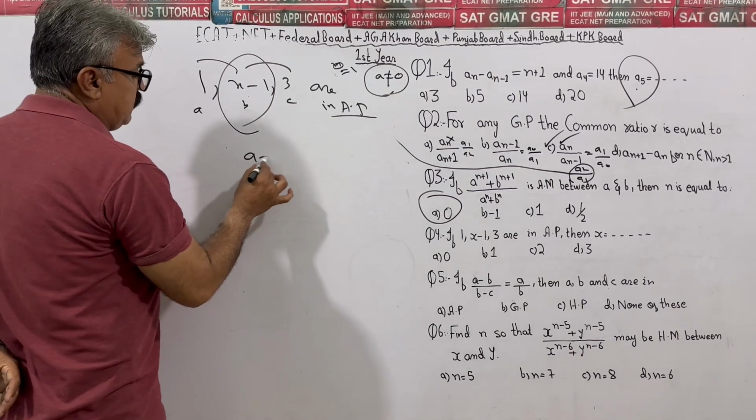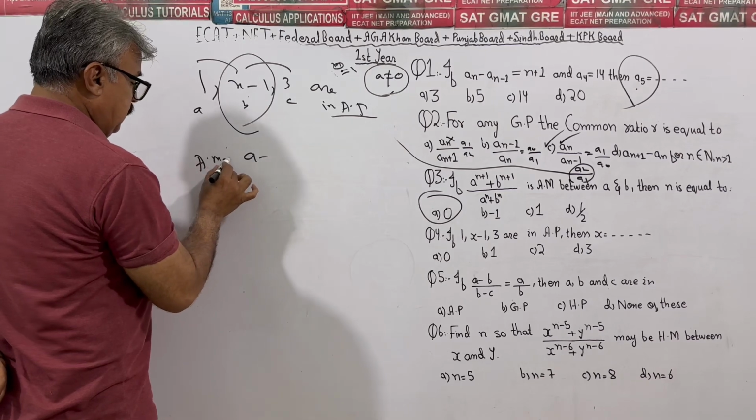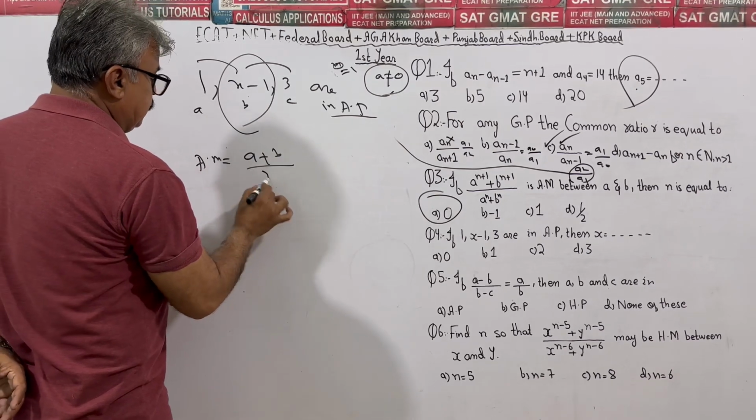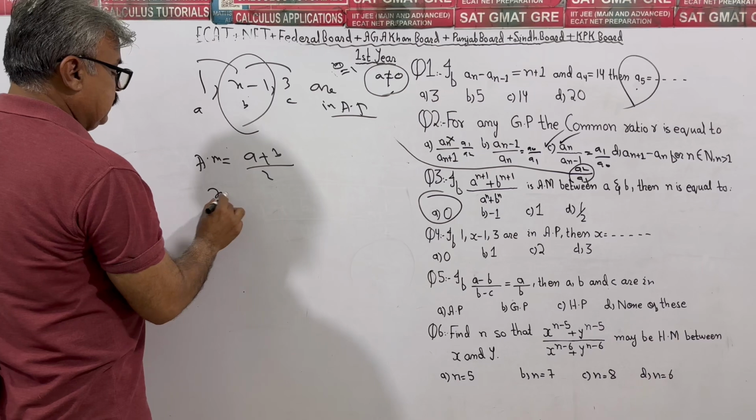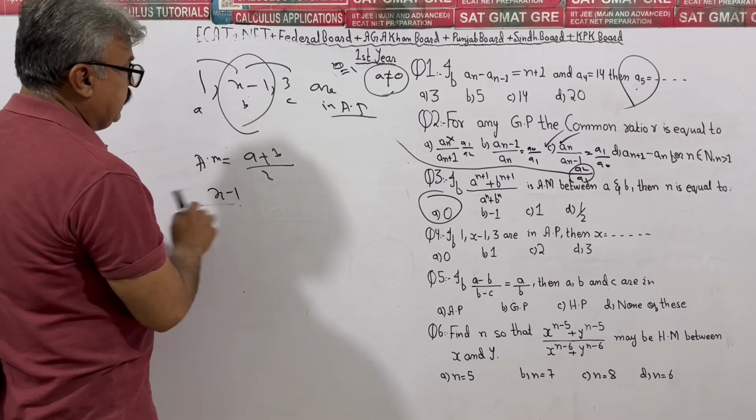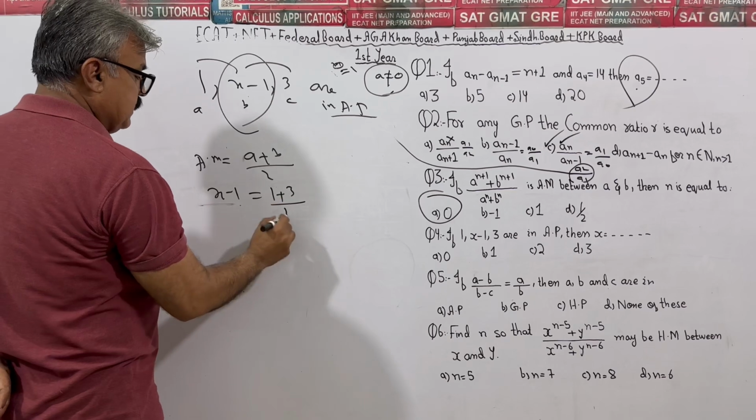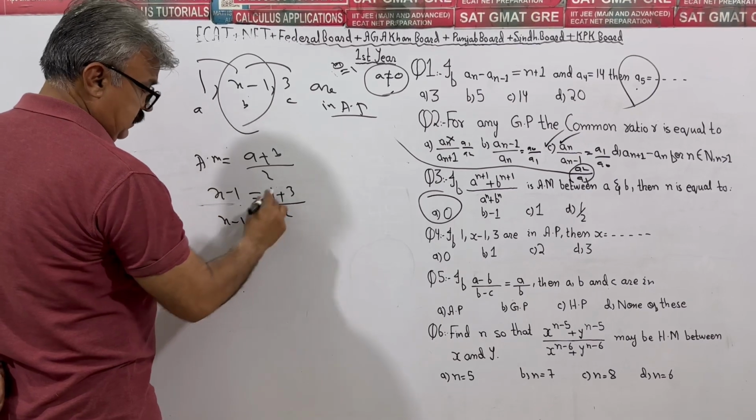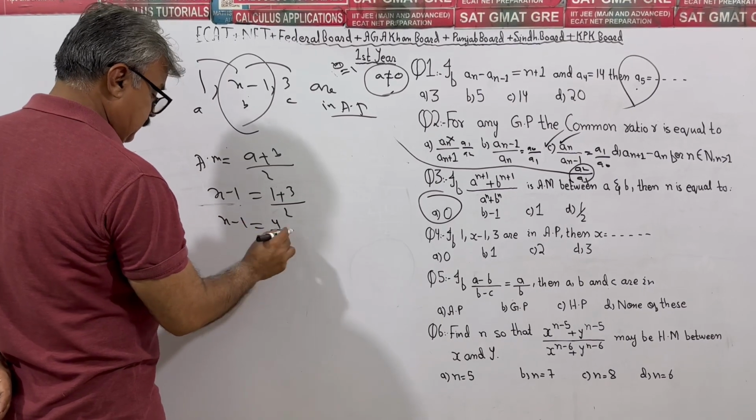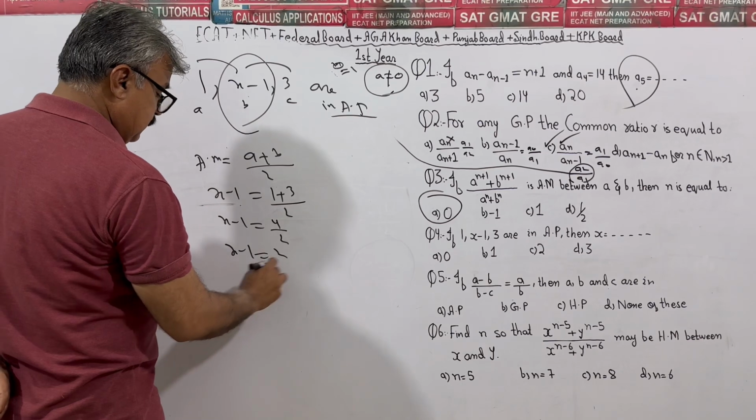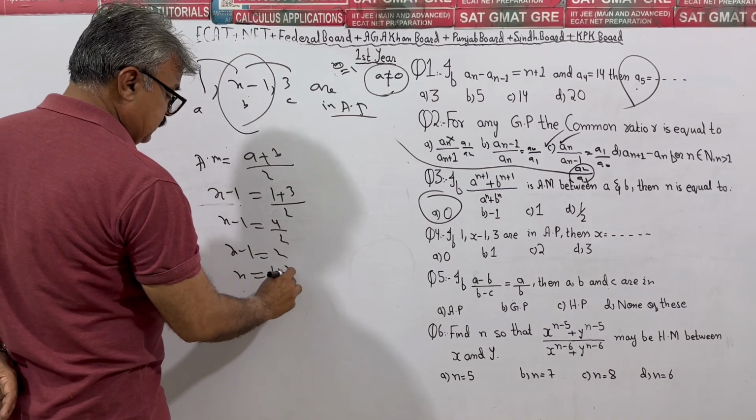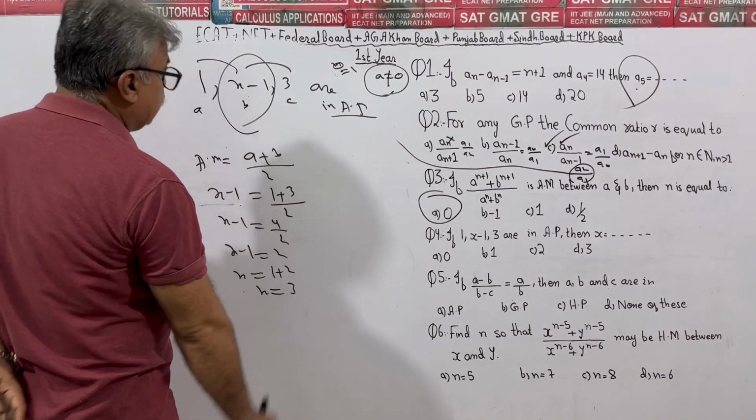Applying the arithmetic mean formula, AM is equal to (a plus b) over 2. The central value is x minus 1, and it is equal to (1 plus 3) divided by 2. So x minus 1 is equal to 4 divided by 2, which is 2. So x is equal to 1 plus 2. x is equal to 3.